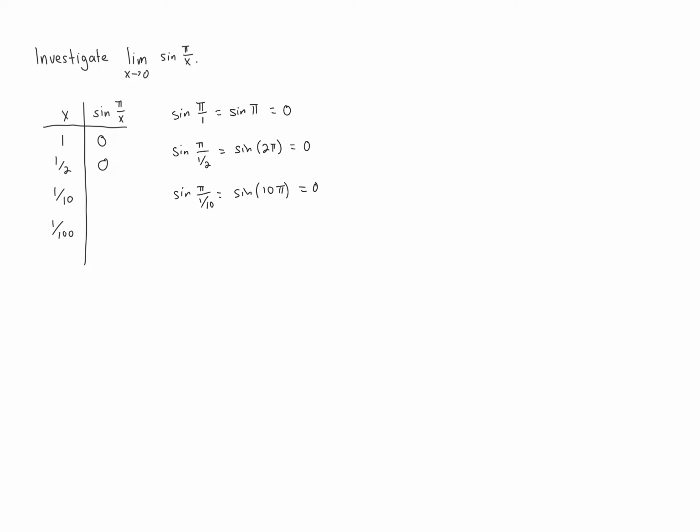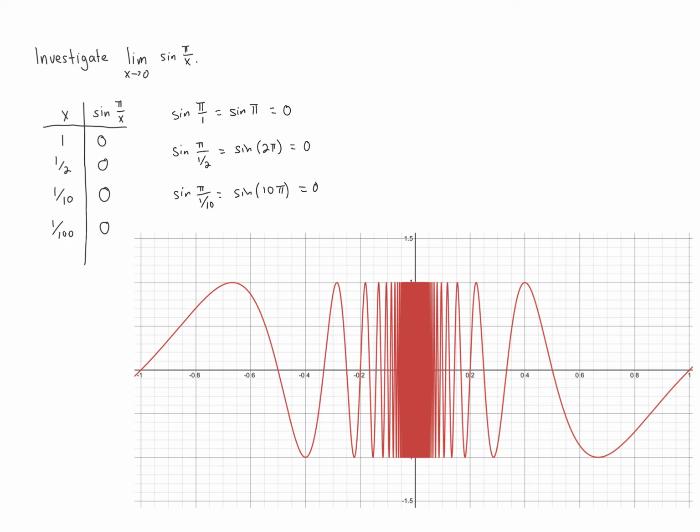And we're going to see anytime we have 1 over an integer, we end up having it be sine of that integer times pi, and that's always going to be 0. So it almost looks like the limit is going to be 0, at least the right-handed limit, because we've picked some positive numbers here. But let's actually look at what the graph looks like.